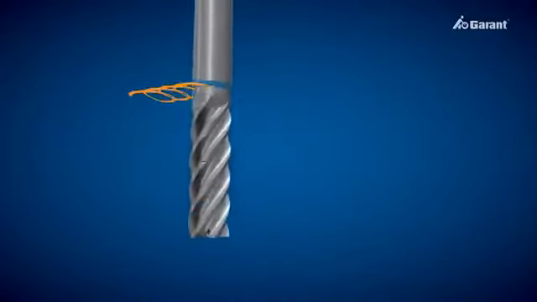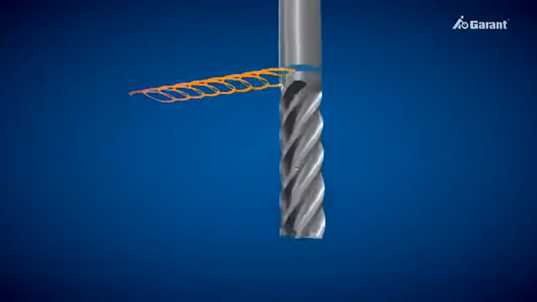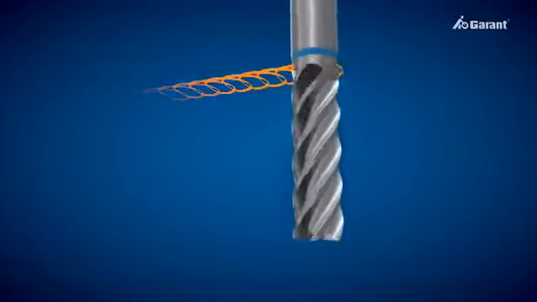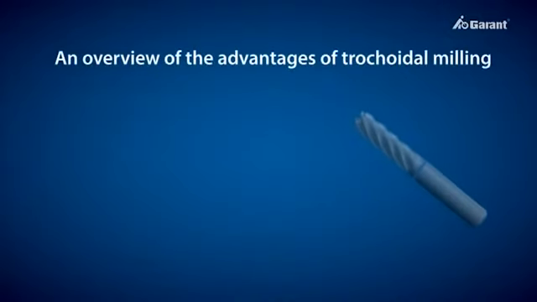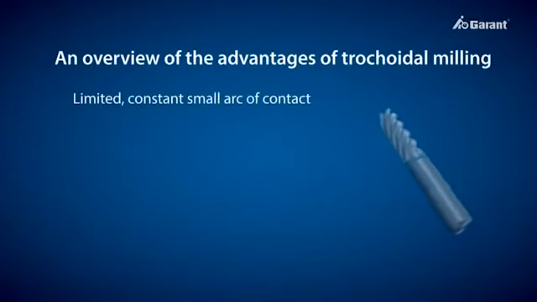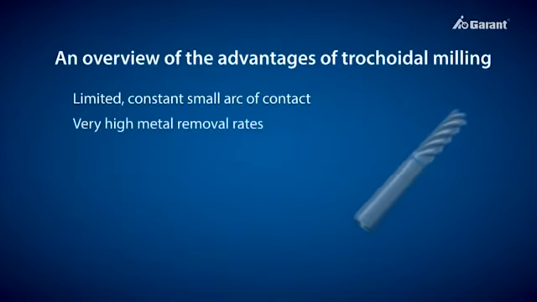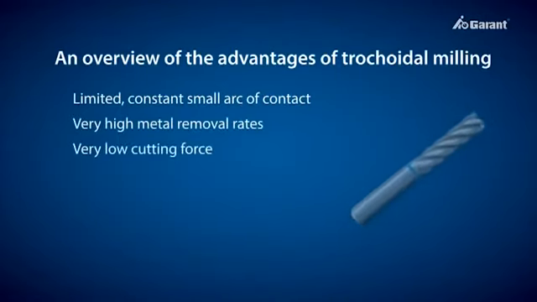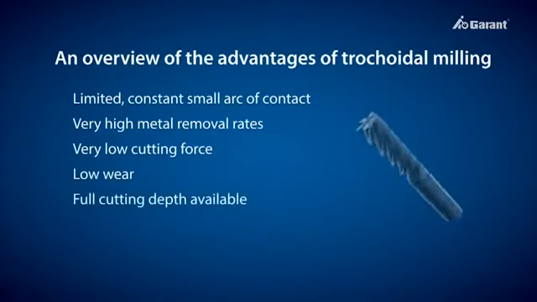This procedure is achieved by overlaying two opposing movements: straight line and elliptical. This delivers many advantages, such as a limited, constant small arc of contact coupled with very high metal removal rates and very low cutting forces. Machining can be at the full cutting depth from the start, whilst achieving low wear.